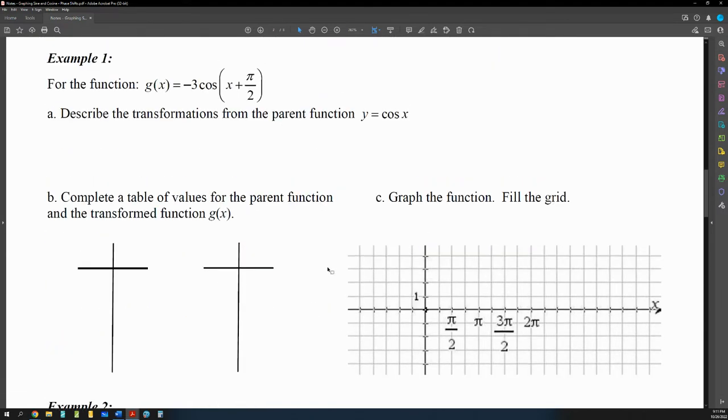Let's try example 1. For the function g of x is equal to -3 cosine of the quantity x plus pi halves. So letter A, let's go ahead and describe the transformations from the parent function y equals the cosine of x. Our first transformation is going to be on the inside of our parentheses. This is going to be transformations to the input. So we have a horizontal shift, left pi halves units.